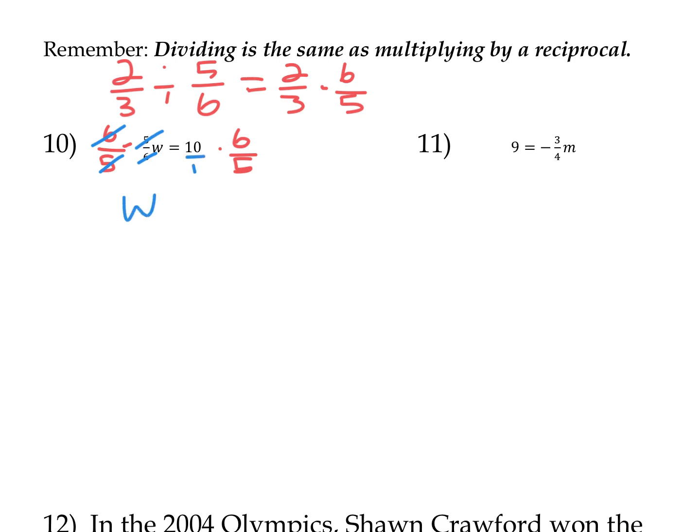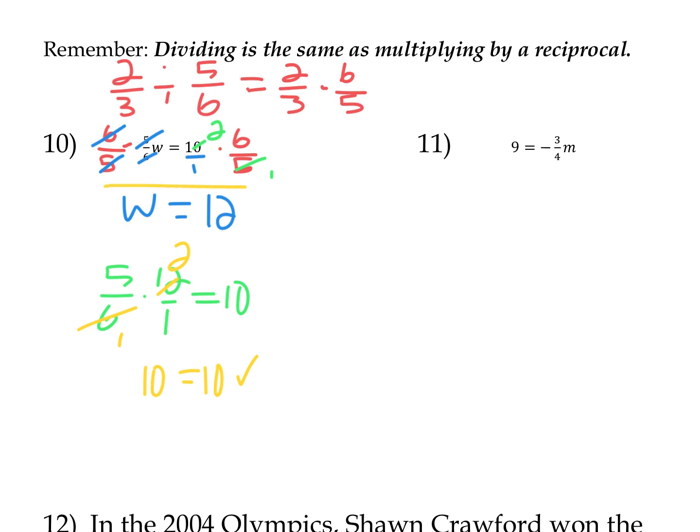And now on this side, we have to cancel out and simplify the 5, 1, and the 10, which is 2. And we're going to get 2 times 6, which is 12 over 1, which would just be 12. And we could check that, right? We can plug that back in. 5 over 6 times 12 over 1 equals 10. And that would be a 1 and a 2. 5 times 2 would be 10 equals 10. That checks out. And I know that w equals 12 is a correct solution.